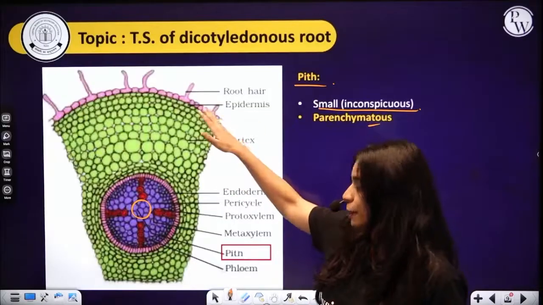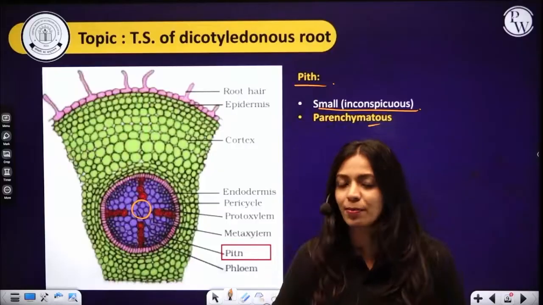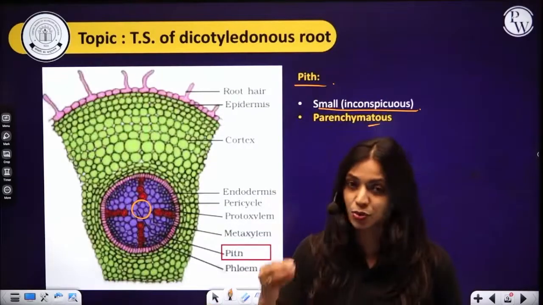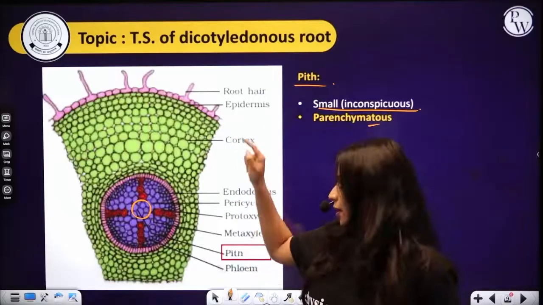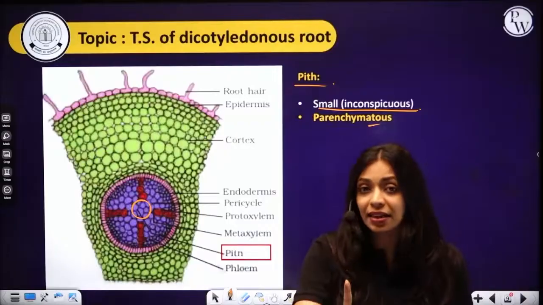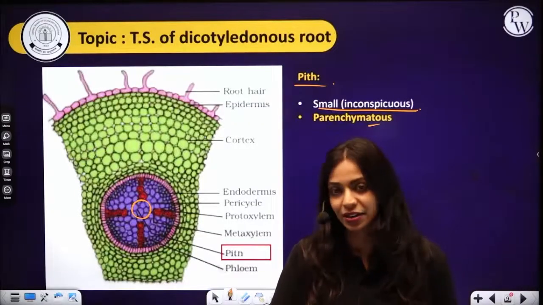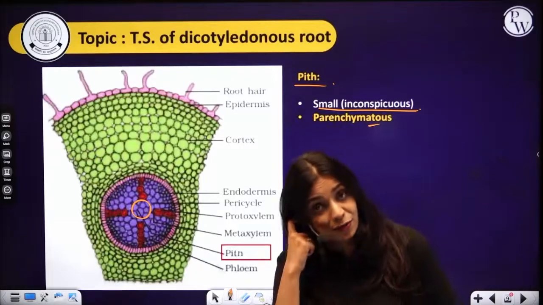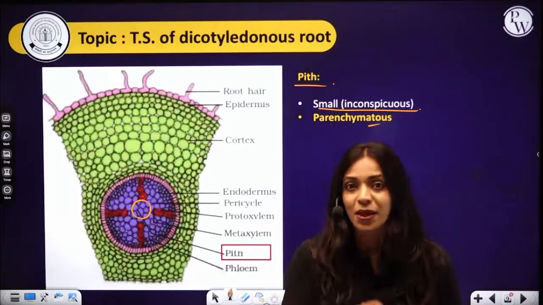Following the epidermis, you have the cortical region. Cortical region has several layers of parenchymatous cells that are kind of loosely arranged with a few intercellular spaces. These parenchyma cells have thin walls. Innermost layer of the cortex is called the endodermis. Endodermis is a single layer of parenchyma cells that are barrel-shaped, closely arranged without any intercellular spaces. The characteristic feature of endodermis in roots is that they show the presence of Casparian strips.